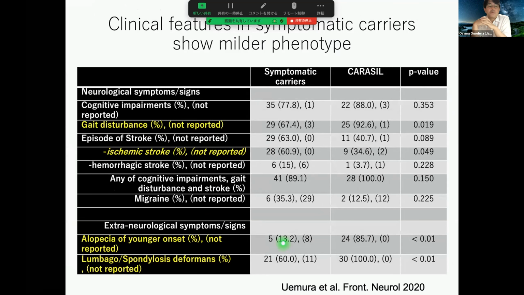Regarding the clinical features, gait disturbance is frequently observed, but not as high as in CARASIL. Alopecia is only 13%, so we cannot rule out a heterozygote mutation without alopecia. Lumbago is 60%, so this shows a milder phenotype. But one of the interesting things is that these individuals more frequently have episodes of ischemic stroke. Among CARASIL patients it is 34%, but the symptomatic carriers have 60%.